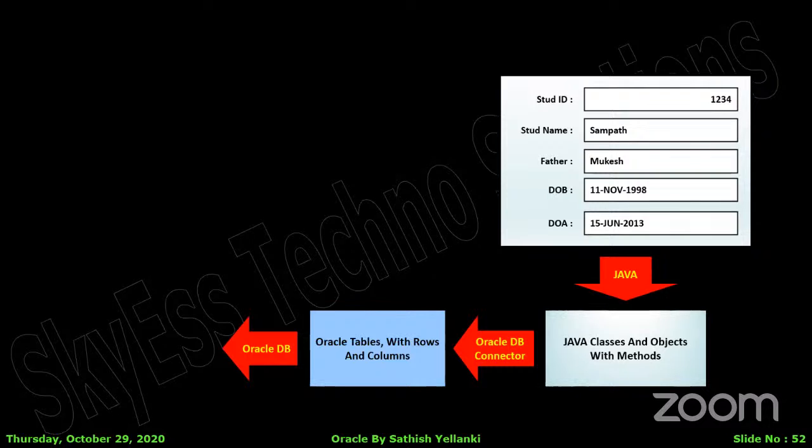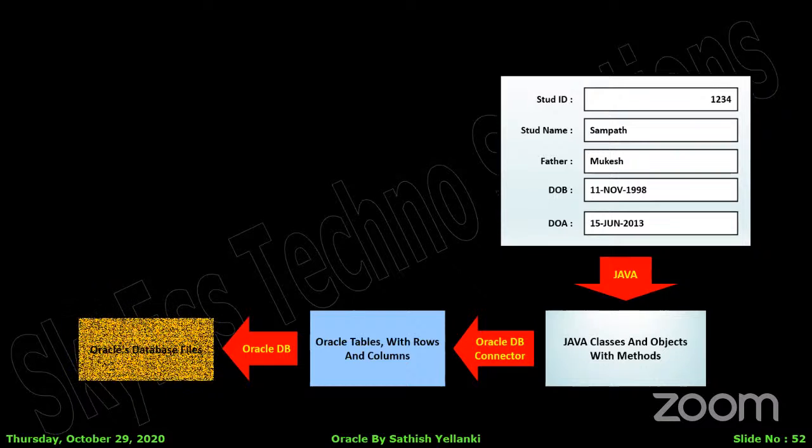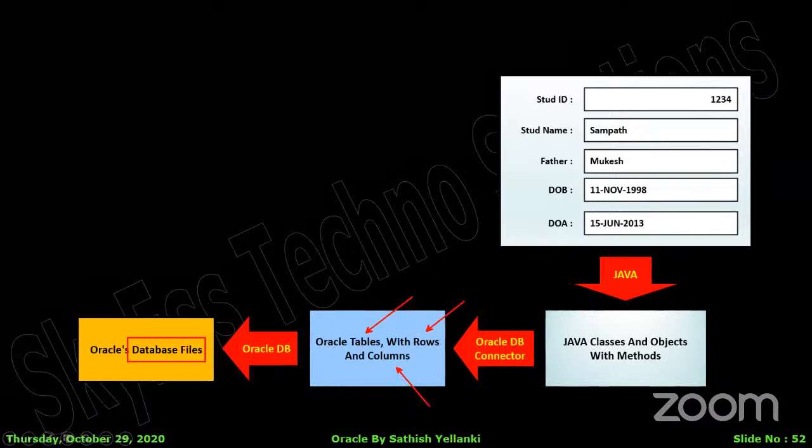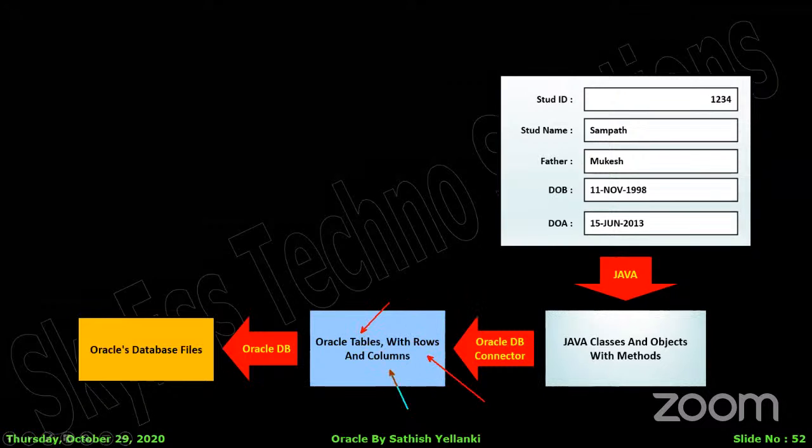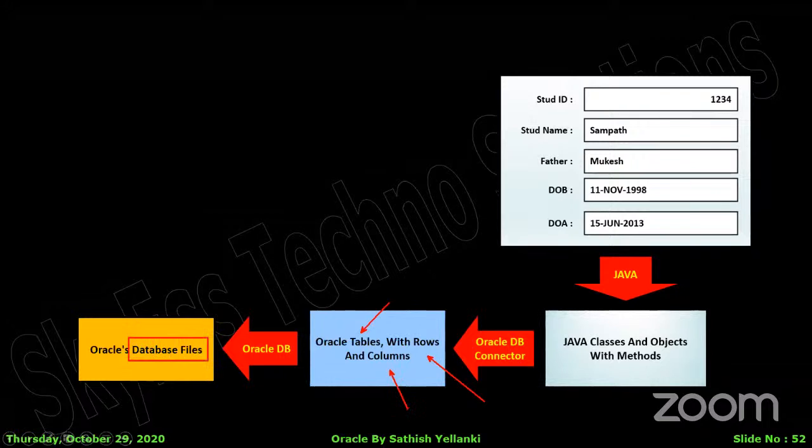So now your Oracle database internally should convert your tables, rows, and columns into database files. So within the Oracle's internal architecture, these database files are becoming what? Physical. Tables, rows, and columns are becoming what? Logical. For a person who is developing these tables, rows, and columns, they are physical. For him, the internal Oracle architecture data files are what? Logical.